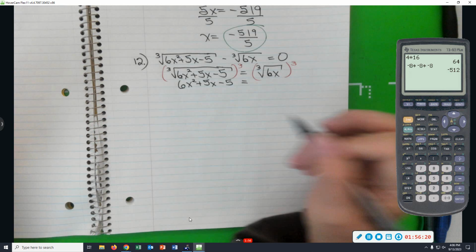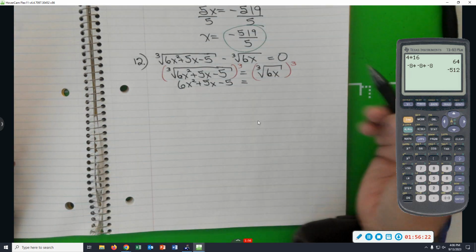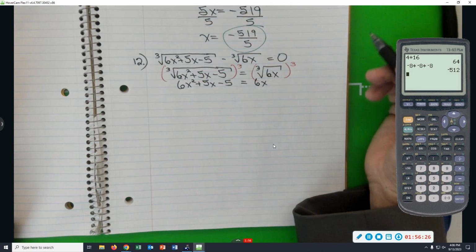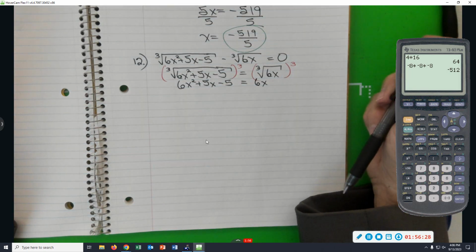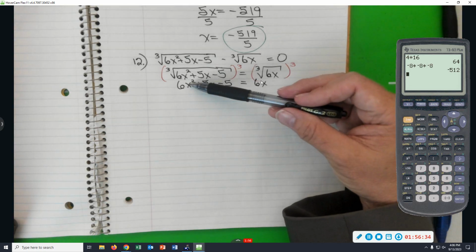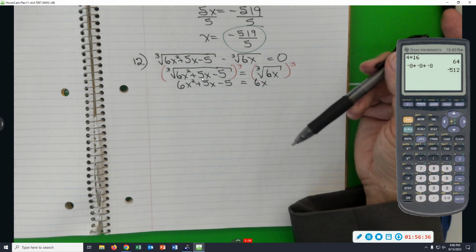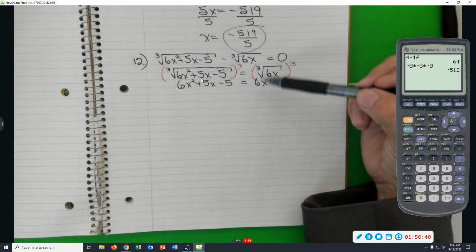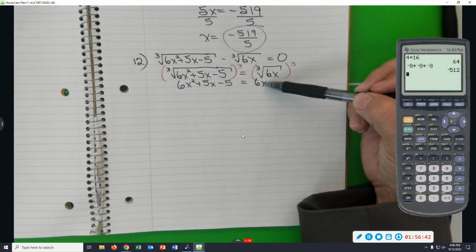What have we got on the right-hand side? A 6x. It's quadratic. We're going to have to get it set equal to 0, because of that x squared. And what did you say to do? We need to subtract the 6x. Okay, so we're getting this 0 on the right side.